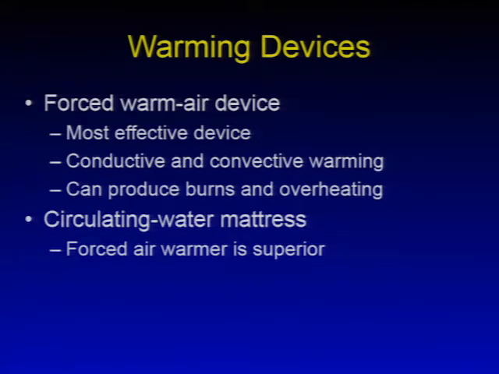The most effective device for warming a child is a forced warm air device. These include the warming blankets placed over a child, and they work by conductive and convective warming. The disadvantage in these systems is that they can produce burns and overheating if used inappropriately. Another alternative would be a circulating water mattress, and these are useful. However, they're not as good as the forced warm air device mentioned above.